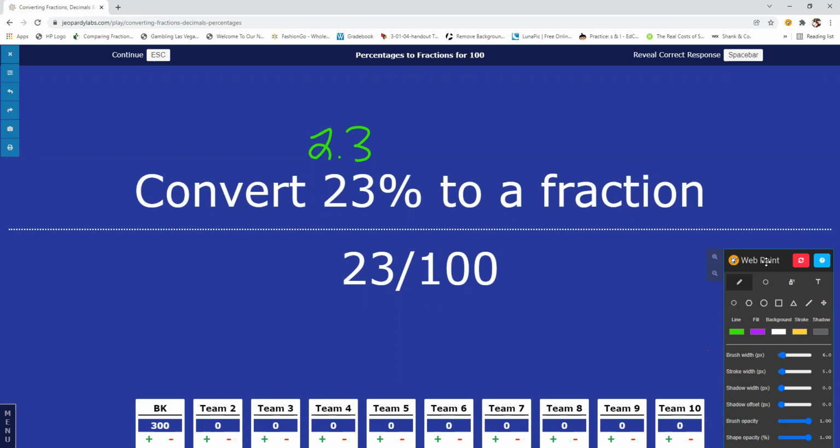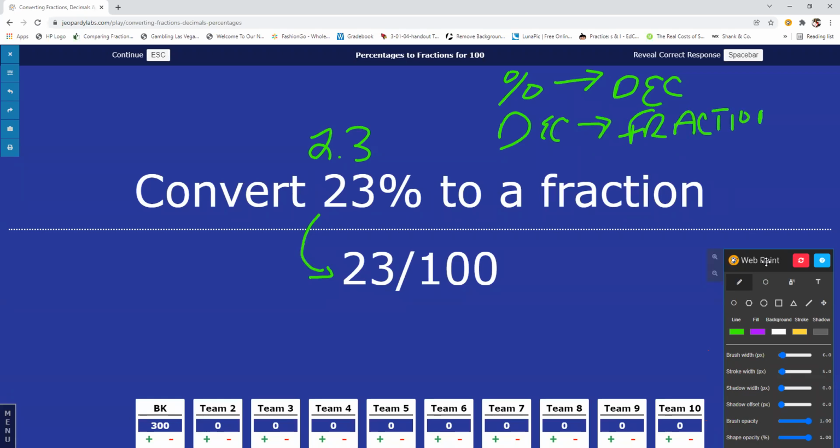But again, if you're a person who already understands the notion of going straight from percent to fraction, then that's fine. But the way that I teach it works no matter what number or percentage they give you, whether decimals are included or not. So the first thing I want to do is convert my percent to a decimal, and then I'm going to go from my decimal to a fraction. Again, this is just a different way of doing it.